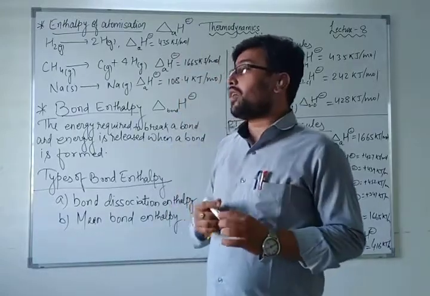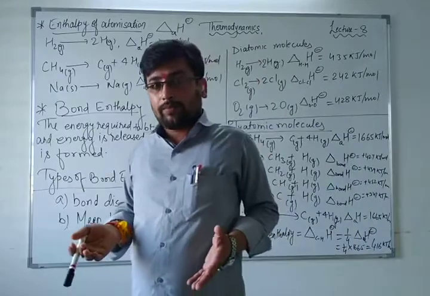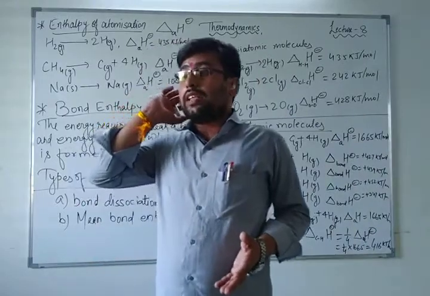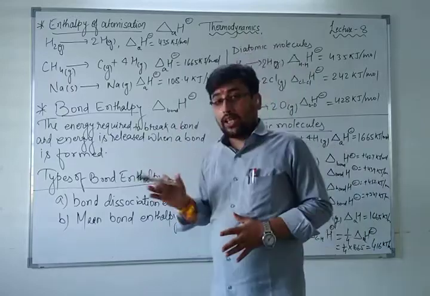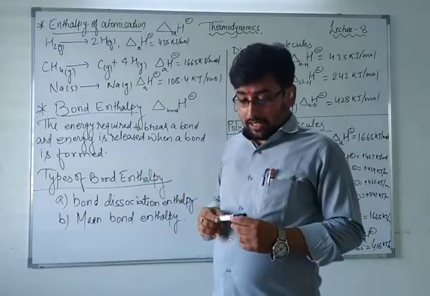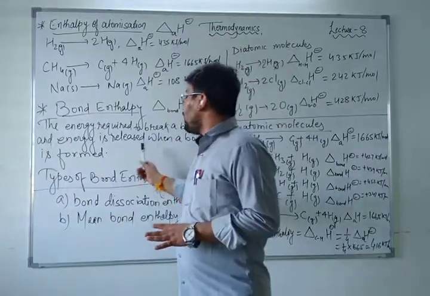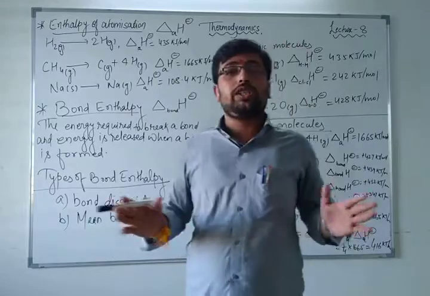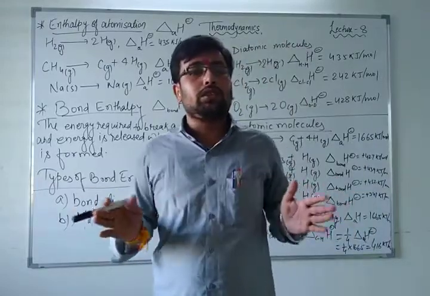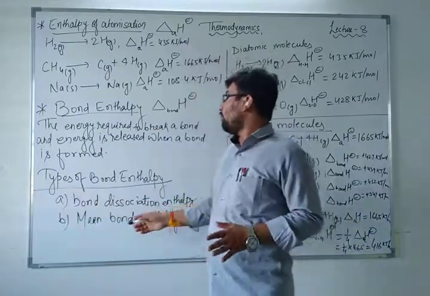Now I'm talking about bond enthalpy, apart from these bonds. In the third chapter, chemical bonding and properties, we discussed this bond enthalpy. If you remember, in thermodynamics there are two types of bond enthalpy. First one is bond dissociation. What is the meaning of dissociation? It means breaking. And the second one is mean bond enthalpy.